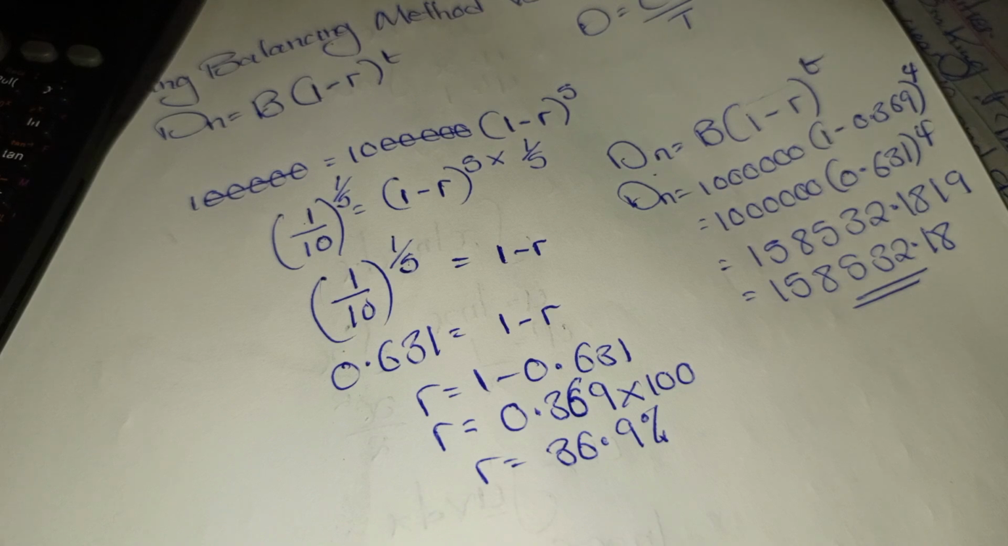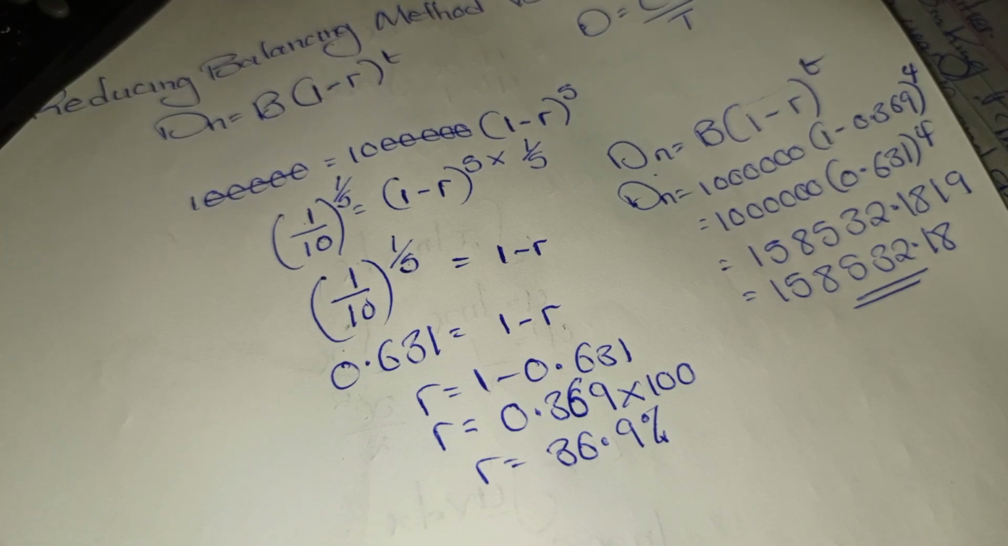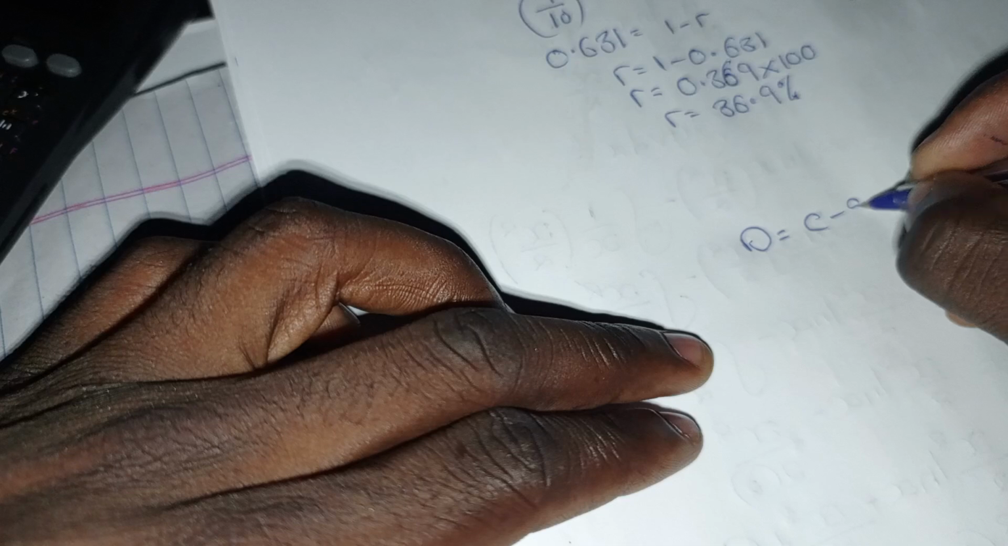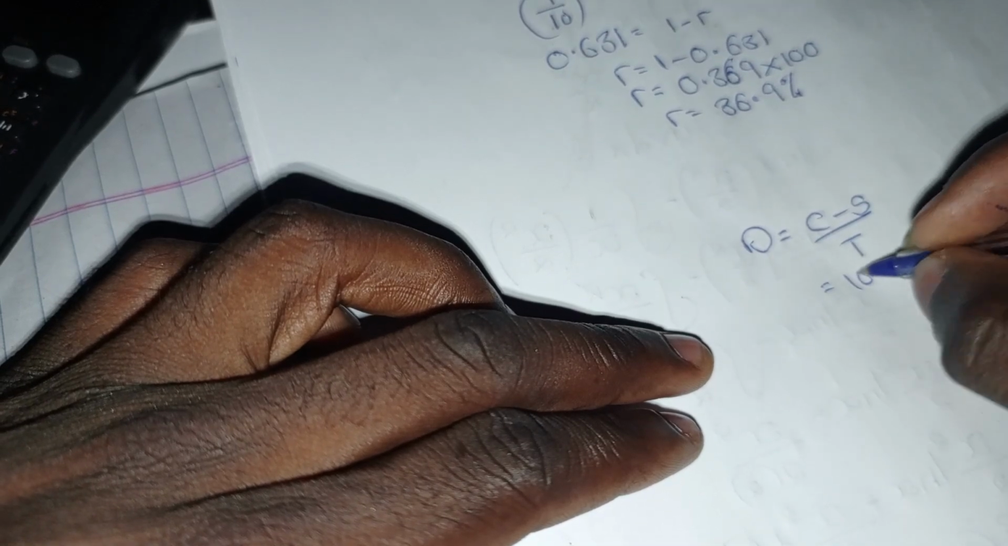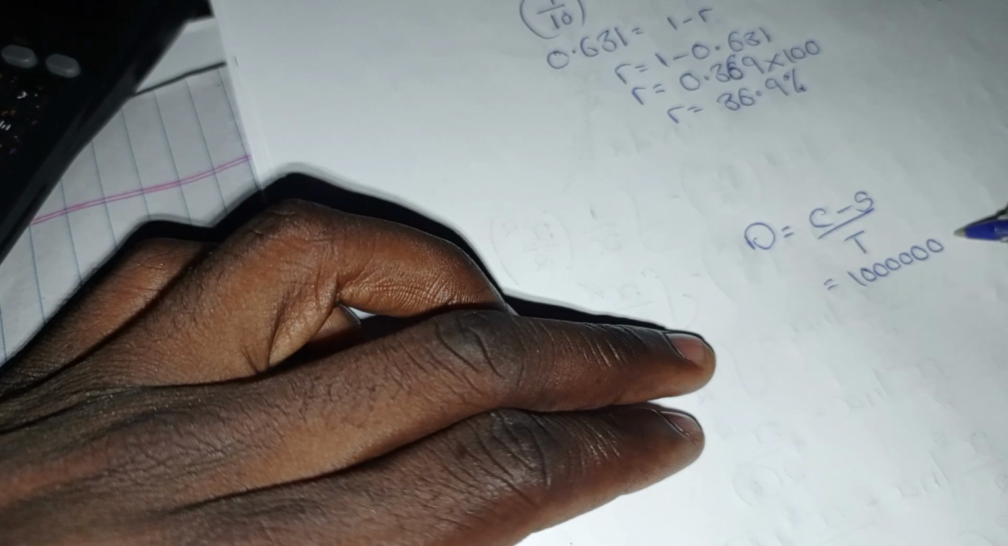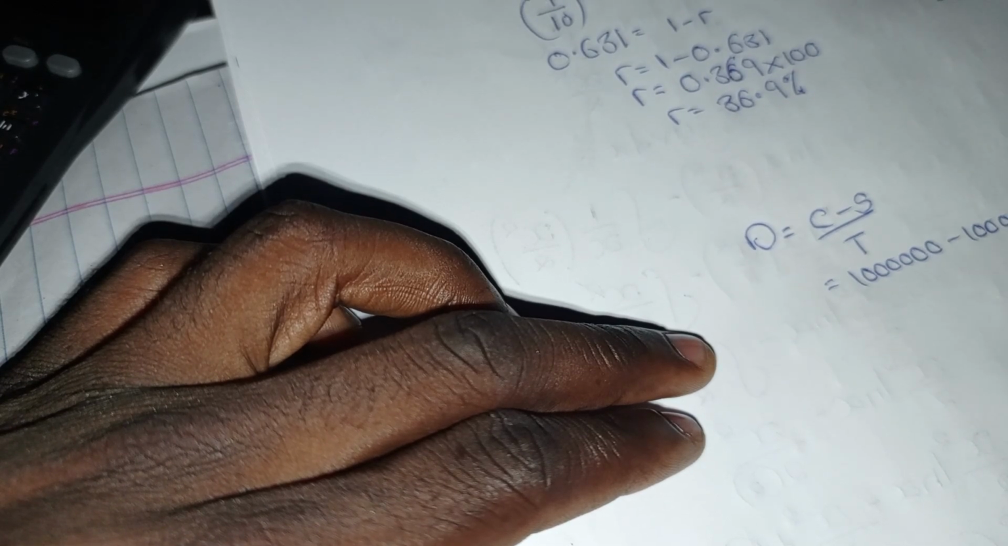But they're asking you, the second question here reads, if the straight line method, find the book value of the computer at the end of the 4th year using the straight line method. So we know under the straight line method, depreciation is equal to cost minus scrap over time, where we have it to be 1 million minus 100,000 divided by 5.